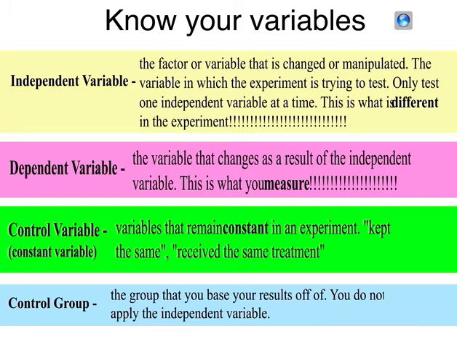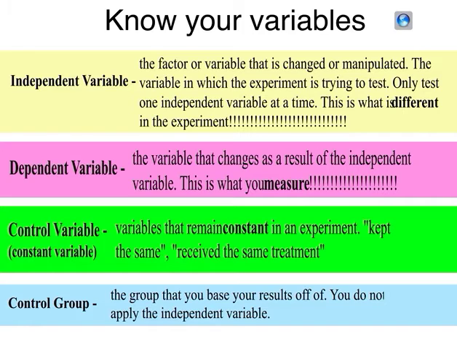The dependent variable changes as a result of the independent variable. It is what you measure. So if you're measuring how tall the grass grows as a result of fertilizer being applied, that's what you're measuring. That's your dependent variable. It depends on what type of fertilizer you used. So dependent, responding variable goes on the y-axis.